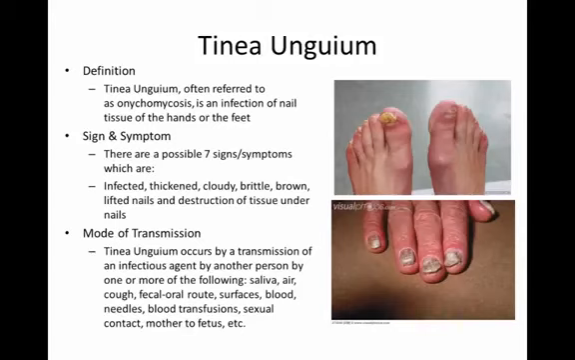Tinea unguium is often referred to as onychomycosis. It is an infection of the nail tissue of the hands or feet. There are possible signs and symptoms which include infected, thickened, cloudy, brittle, brown, lifted nails, and destruction of the tissue underneath the nails. The mode of transmission for tinea unguium occurs by transmission of an infectious agent from one person to another through one or more of the following: saliva, air, coughing, fecal-oral route, surfaces, blood, needles, blood transfusion, sexual contact, or mother to fetus, among other modes of transmission.